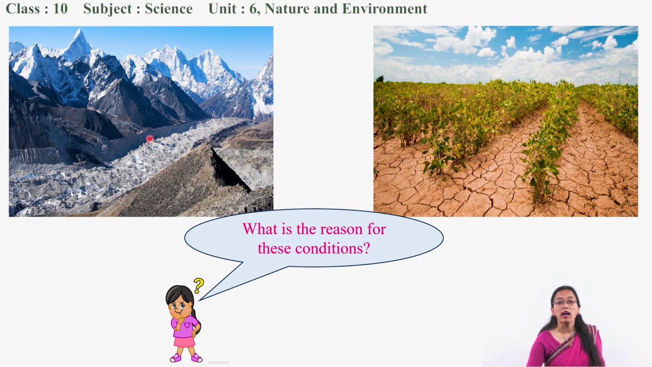How does this happen? And another one, you can see here, some plants are growing over here, but the land is just dried up. There is no water. The plants are unable to absorb water from the soil. So, what is the reason for this condition?